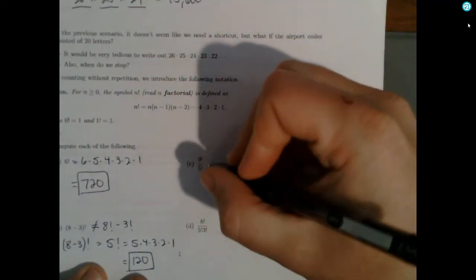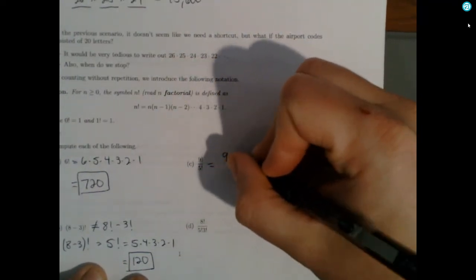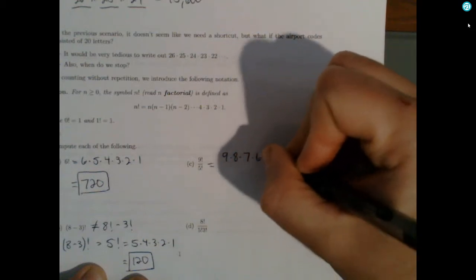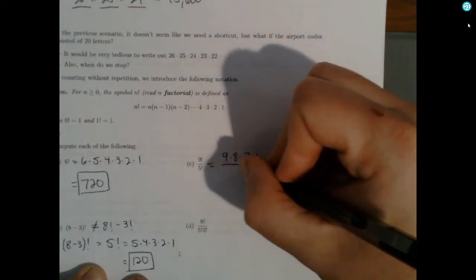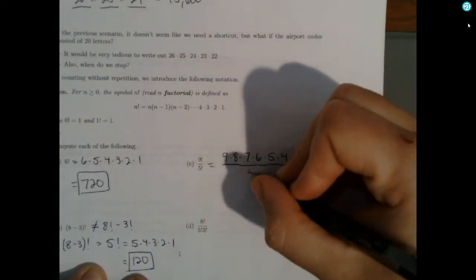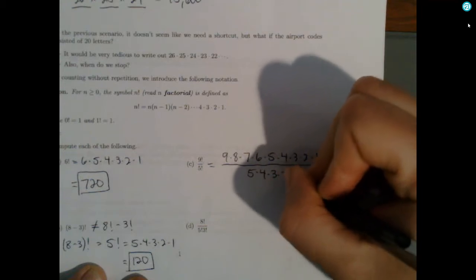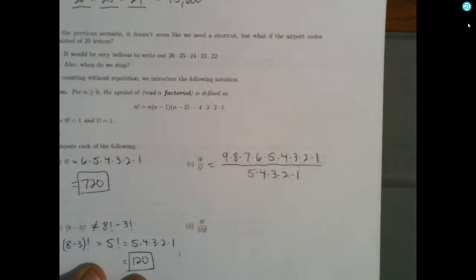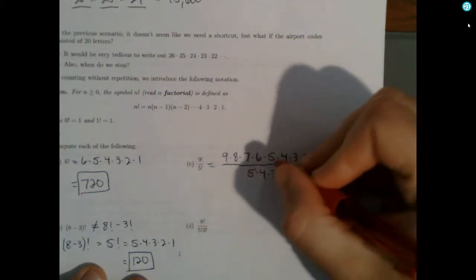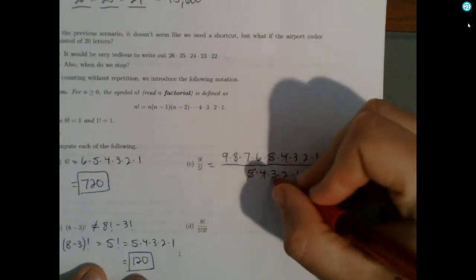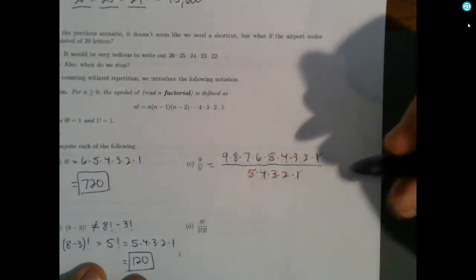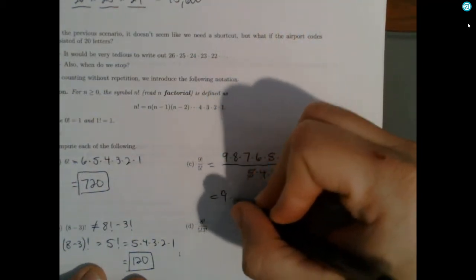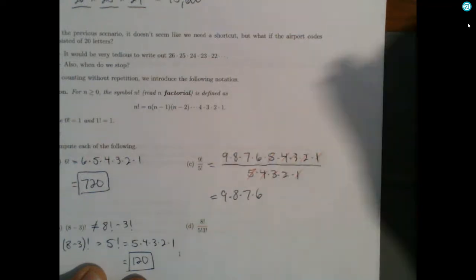What about 9 factorial divided by 5 factorial? Well, that would be 9 times 8 times 7 times 6 times 5 times 4 times 3 times 2 times 1 divided by 5 times 4 times 3 times 2 times 1. And notice we get a bunch of things that cancel, right? The 5s cancel, the 4s, the 3s, the 2s, and the 1s. They all cancel. So this just comes out to 9 times 8 times 7 times 6.